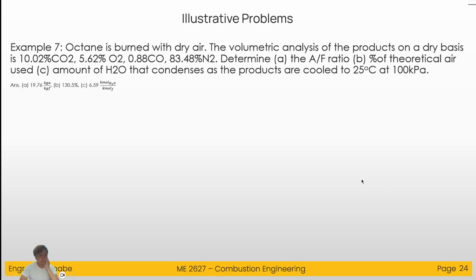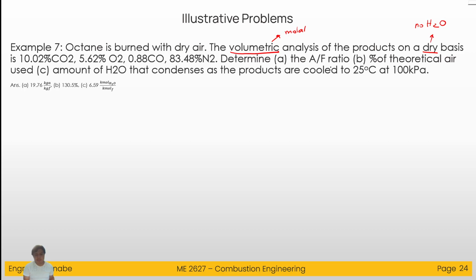Okay, so for this problem, we have the fuel, which is octane, and then the volumetric analysis of the products on a dry basis. So you have carbon dioxide, oxygen, carbon monoxide, and nitrogen. Take note that this is the dry basis, meaning there is no H2O in the analysis. Volumetric here is the molal basis, meaning this might be used as number of moles in the chemical balance.